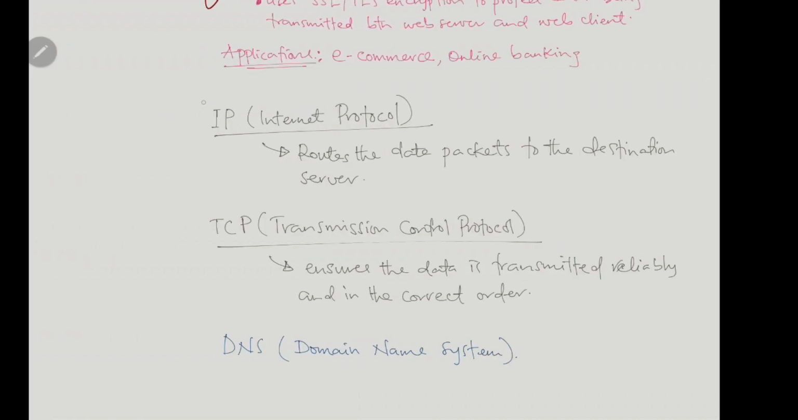Then there is TCP/IP: the internet protocol and the transmission control protocol, which are protocols used for communication on the internet. The IP, the internet protocol, routes data packets to the destination server, so it ensures that the data we're sending reaches its particular destination. The TCP ensures that the data is transmitted reliably and in the correct order.